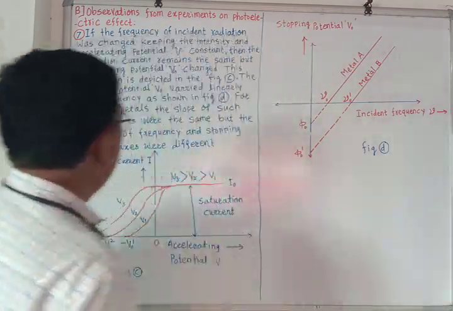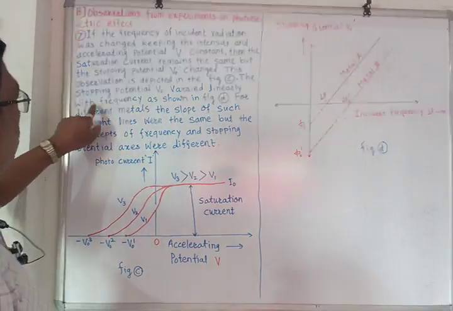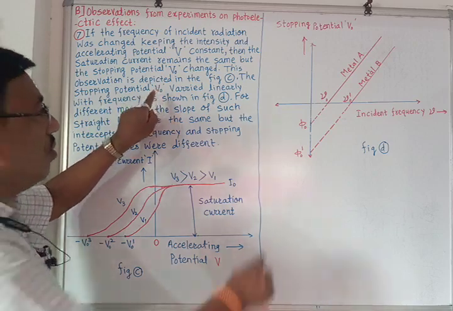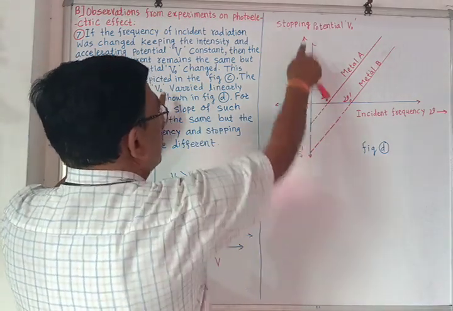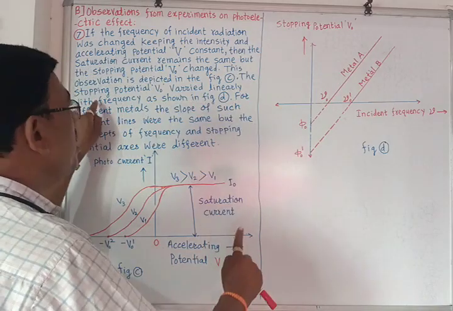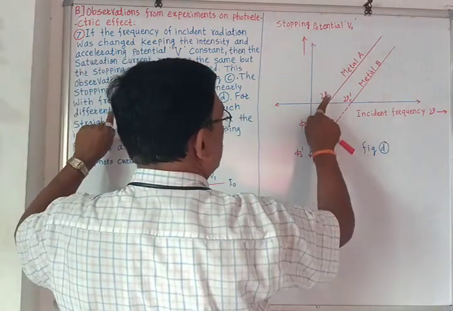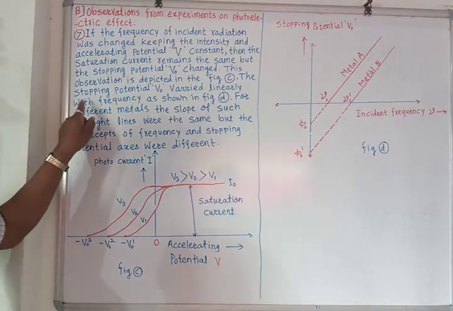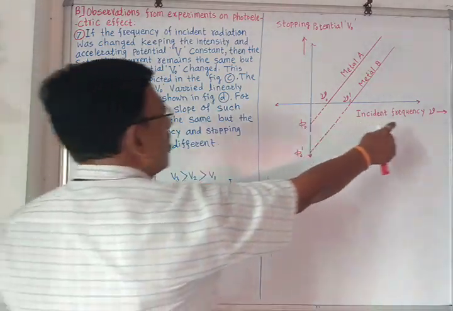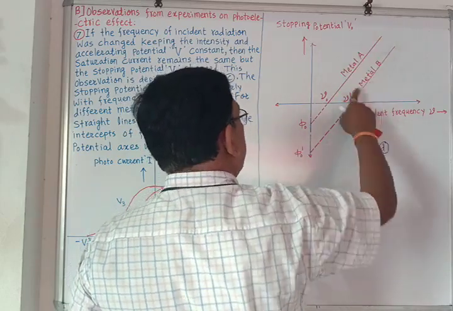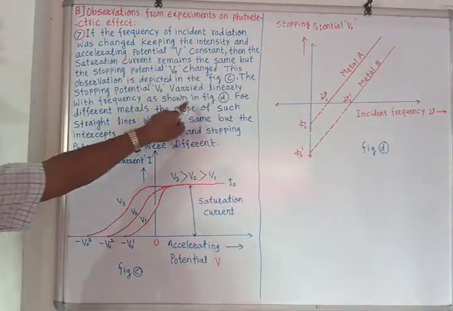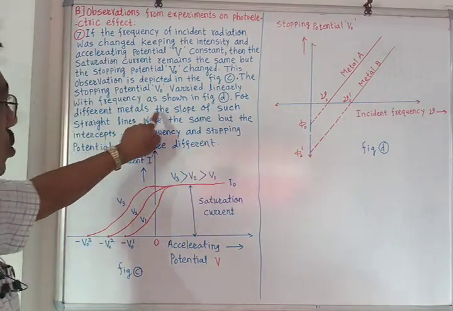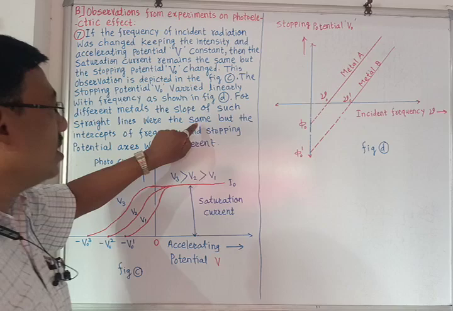So what happens? See, linearly the stopping potential V0 varied. Stopping potential V0 varied linearly. With frequency नुसार stopping potential linearly change होत जाते, as shown in figure D. For different metals, the slope of such straight lines were the same.